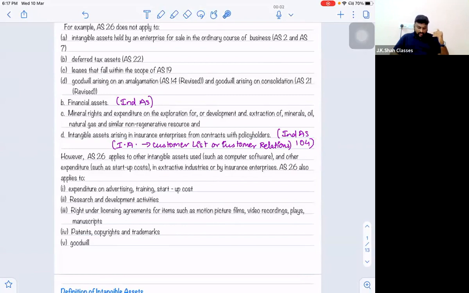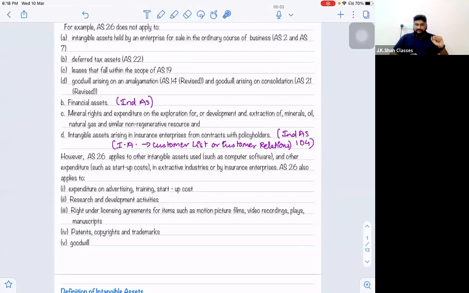AS26 also applies to expenditure on advertising, training your employees or training your staff, and startup costs. Research and development expense, one of the most important points of this standard, that we are going to learn separately, that is how to account for research and development costs. Rights under licensing agreements for items such as motion picture films, video recordings, plays, manuscripts, etc.